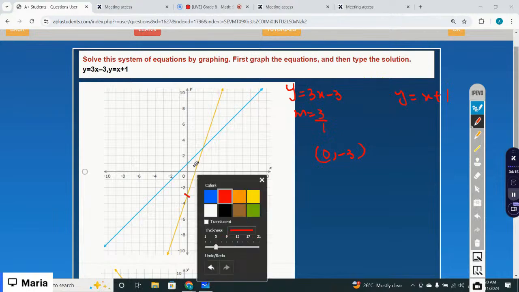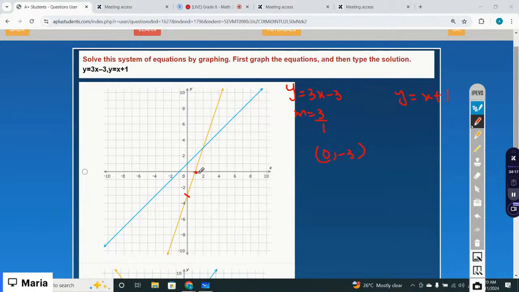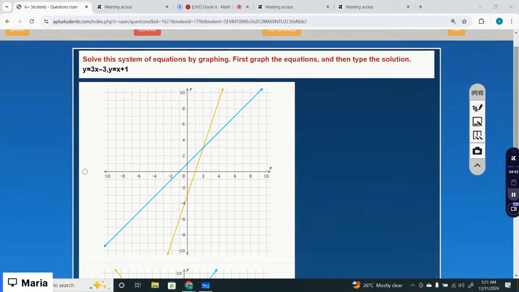So here is another point, right? Just join these 2 points and make a line. So for the second one, the slope is 1, the y-intercept is 1. So here is 0, 1, that is the y-intercept, and you need to move right 1 point and up 1 point. So here is another point. Just join these 2 points and make a line. So here is the point of intersection. So that is the solution of the equation. Got it? So the correct option is option number 1.